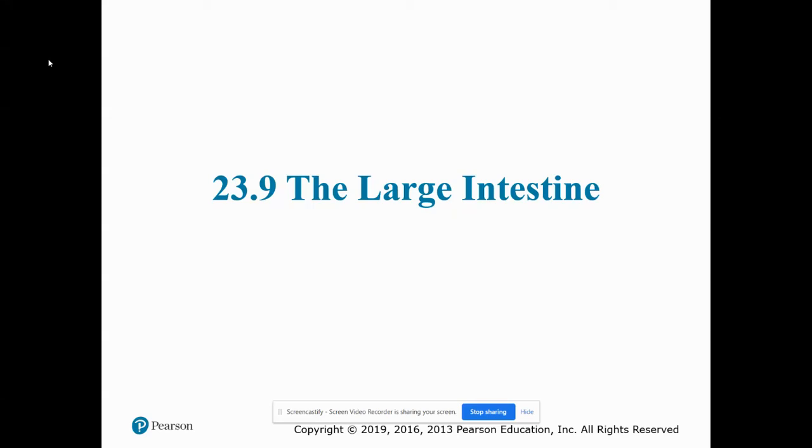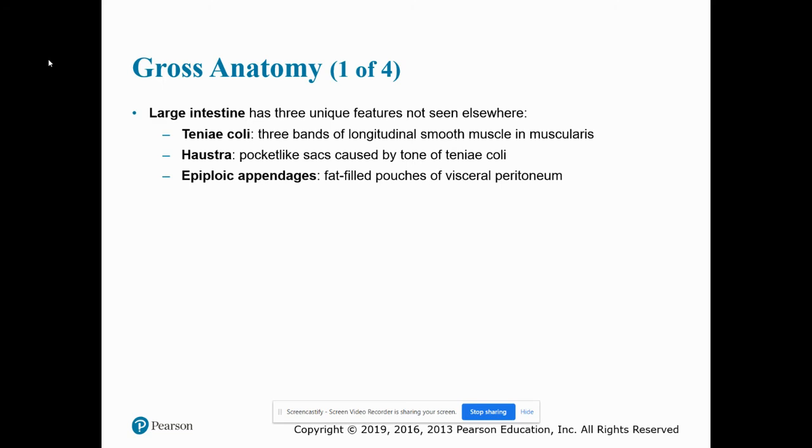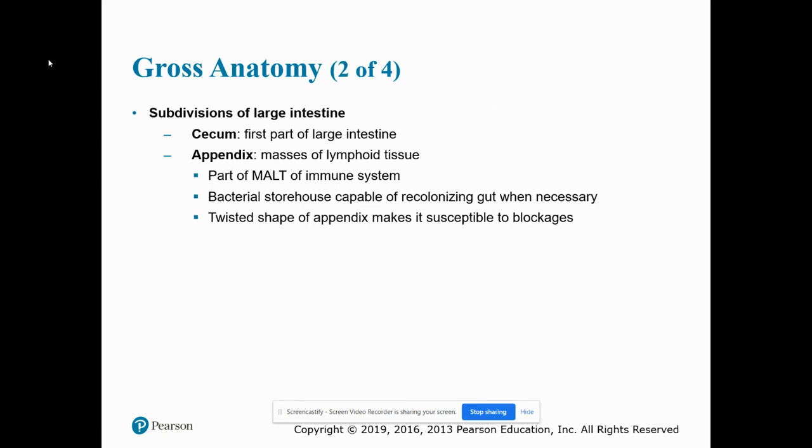We're still in chapter 23, and this is going to be on the large intestine. The large intestine has 3 unique features not seen elsewhere. The first is the tinea coli, 3 bands of longitudinal smooth muscle in the muscularis. The second is haustra, pocket-like sacs caused by the tone of the tinea coli. And the third is epiploic appendages, which are fat-filled pouches of the visceral peritoneum.